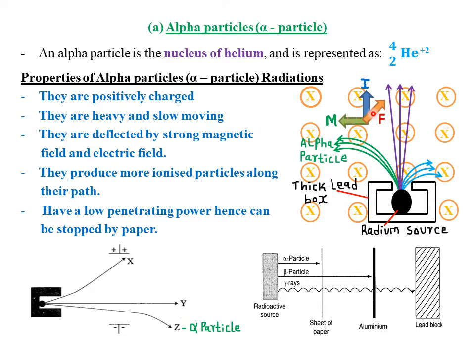Then ensure the first finger is pointing into the screen, the second finger is pointing upward in the direction of the current. Then you realize the thumb will be pointing to the left. So of course the left simply means that is the direction that our alpha particle will deflect within a magnetic field. So you can see the alpha particle is deflecting to the left, showing that the direction of motion of the alpha particle will be to the left within this particular magnetic field.